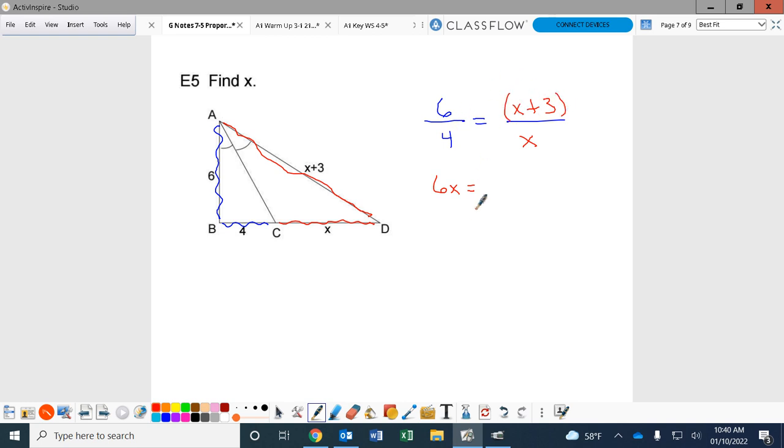Distributive. You've got to multiply to both of them. 4 times x is 4x, and 4 times 3 is... Okay, we are going to minus 4x minus 4x. 6x minus 4x is going to be 2x equals 12. Divide by 2, and x equals 6. Good?